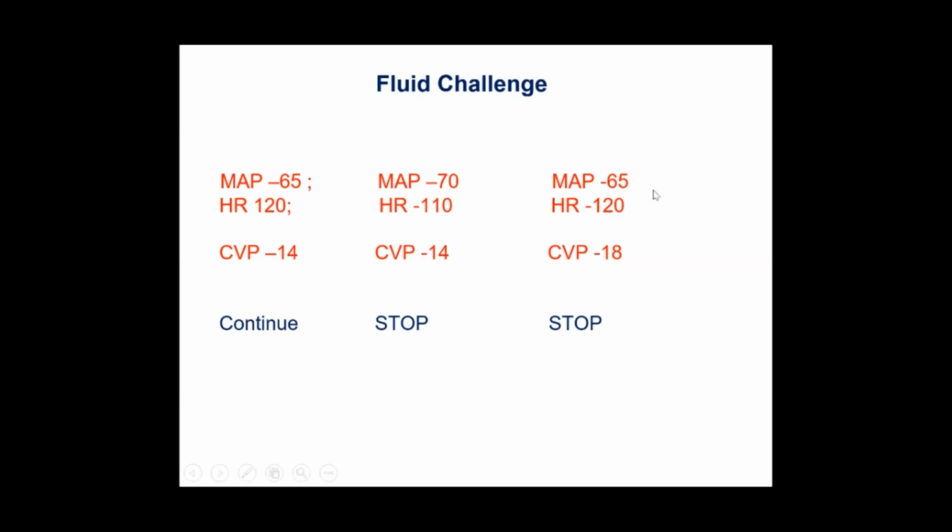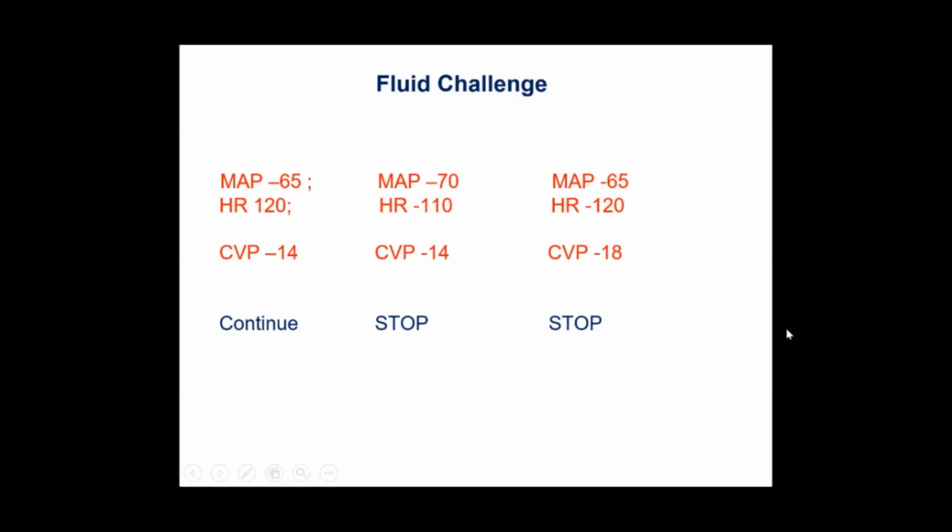Consider the third scenario. MAP is 65, heart rate 120, CVP of 80. Here again, the target endpoints have not been achieved. But on the contrary, the CVP limitation of 16 has been crossed. So the limitation has been crossed, targets have not been achieved. So again, we will take a decision to stop the fluid.